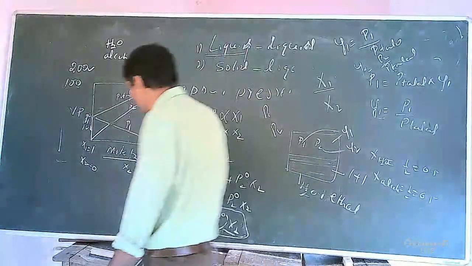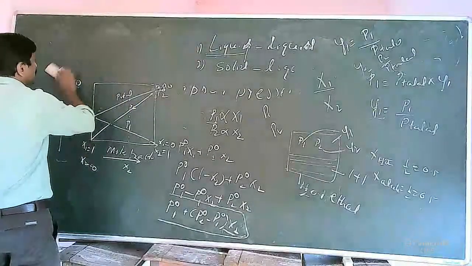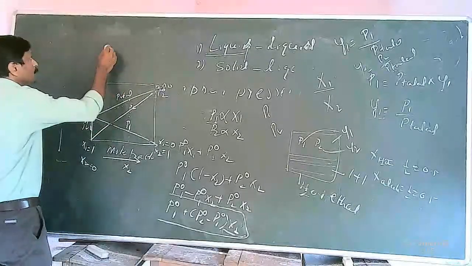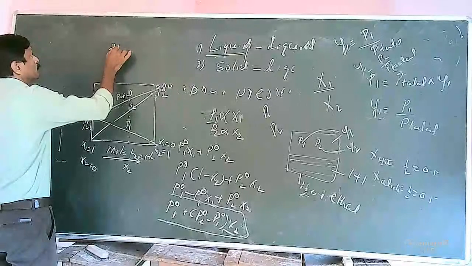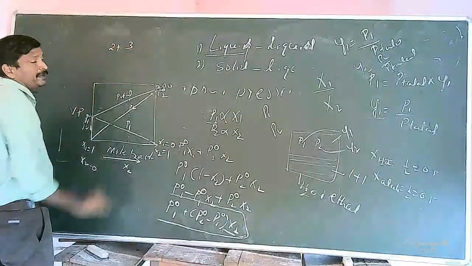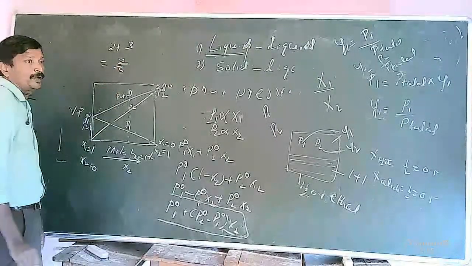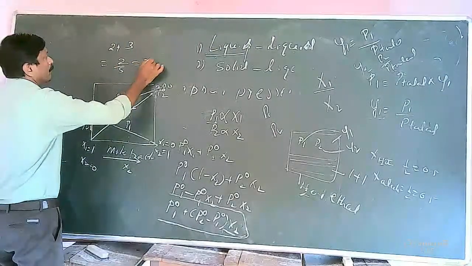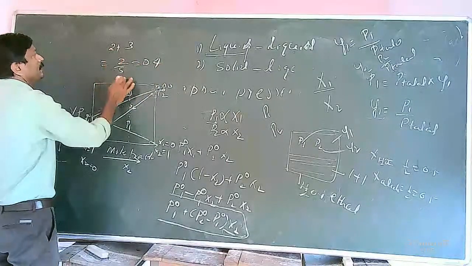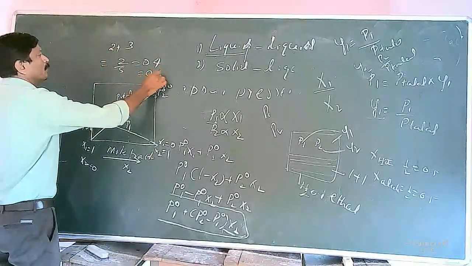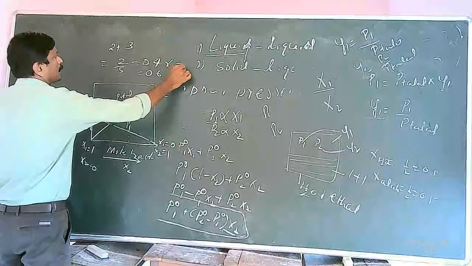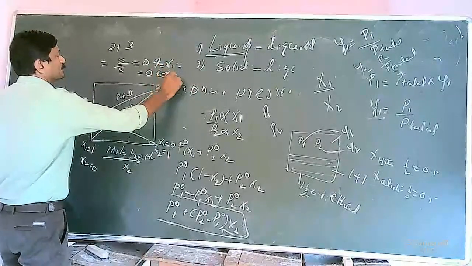How do you calculate the mole fraction? Already we have discussed how to calculate the mole fraction. Suppose you have 2 moles of A and 3 moles of B. Then the mole fraction is what? 2 by 5. 2 by 5 is 0.4, the mole fraction of the first component, and the second component's mole fraction is 0.6. X1.